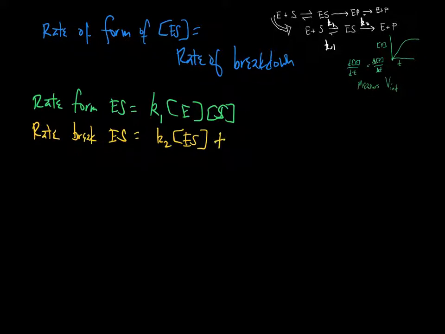Plus, now we've got to go for the backwards direction. Which of the little k's is backwards? k minus 1. And the concentration it is dependent upon, that's probably the hardest part here to think about. What is k minus 1 dependent upon, what concentration or concentrations? Just ES. But remember, it's going this direction for you guys. And so it's only dependent upon ES going backwards.